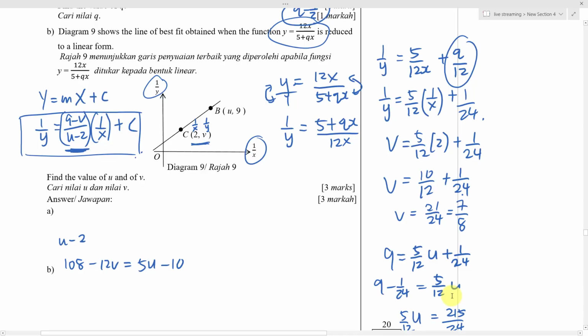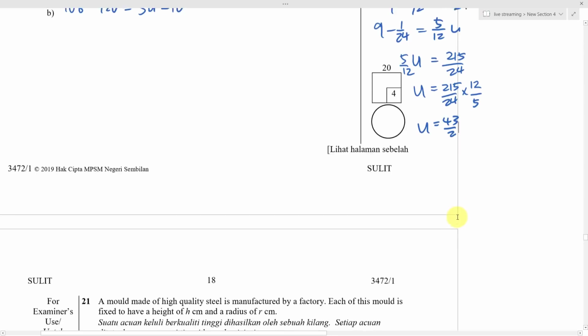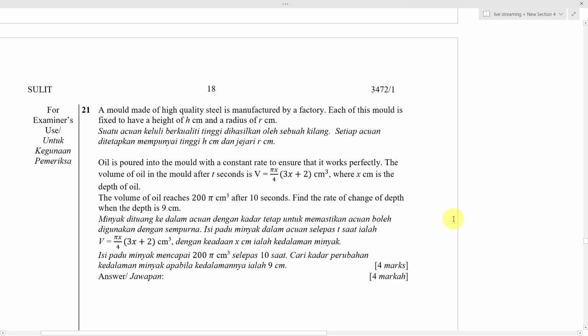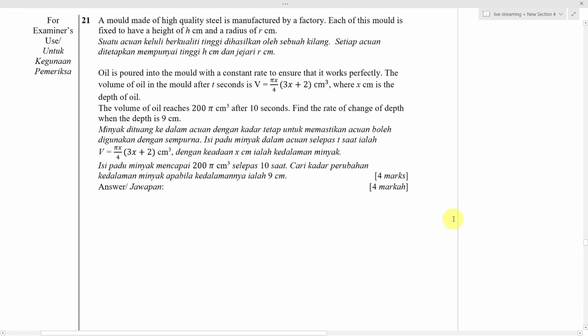U is 9, substitute here, 5 over 12 here. Alright, then I move this one, minus. Is there any mistake here? Do let me know if I have some substitution mistake. But anyway, let's move on to 21. Oh my god, it's been 2 hours and we haven't finished.